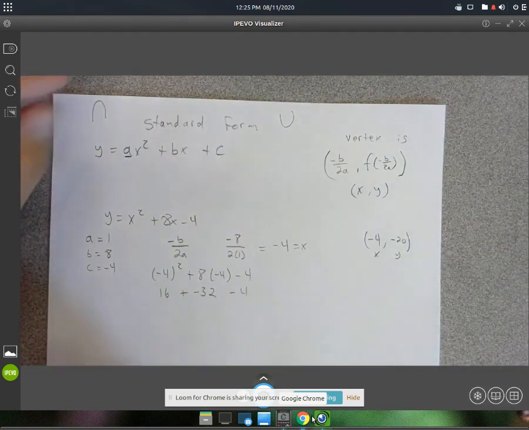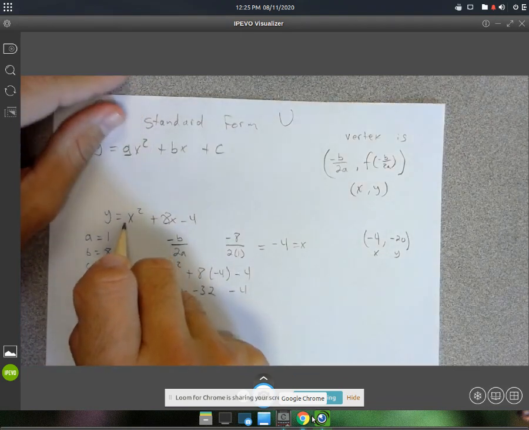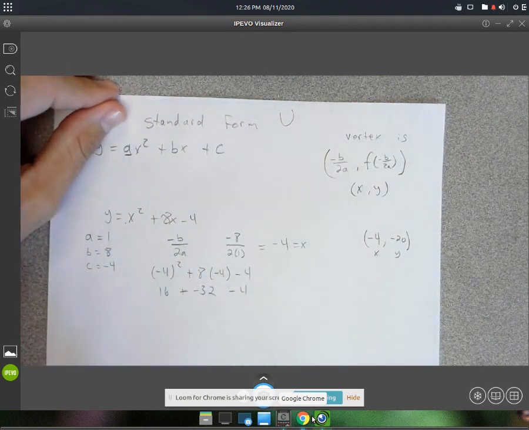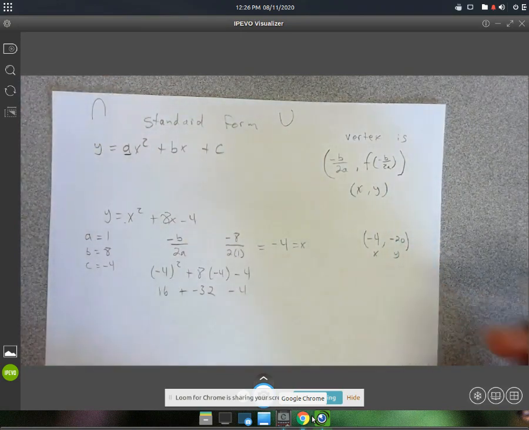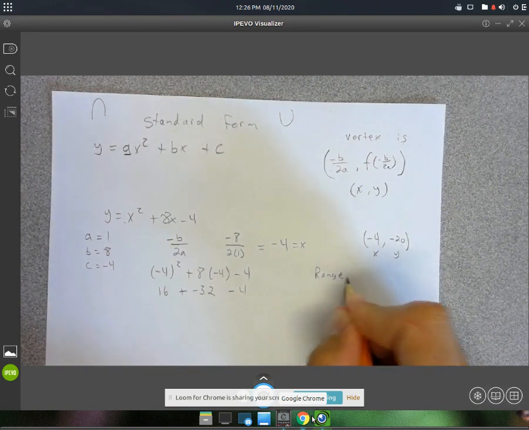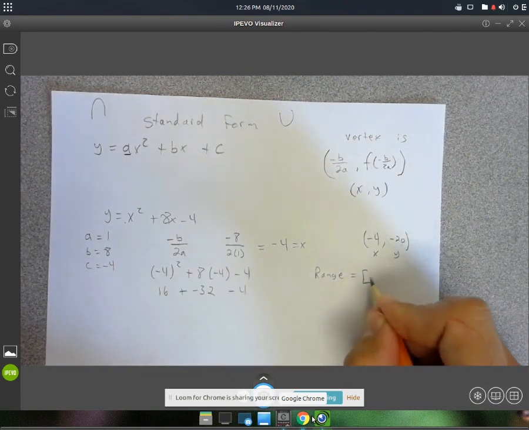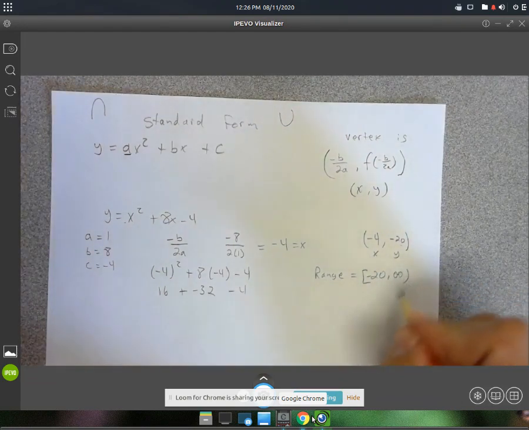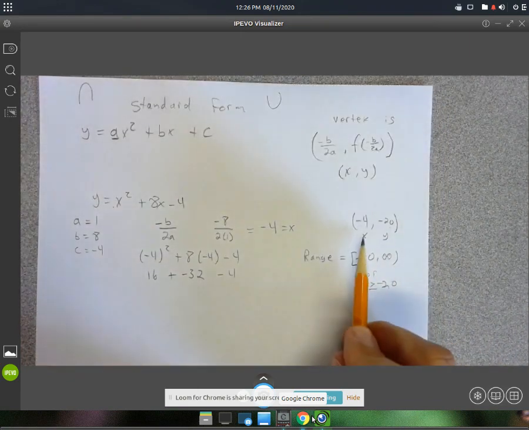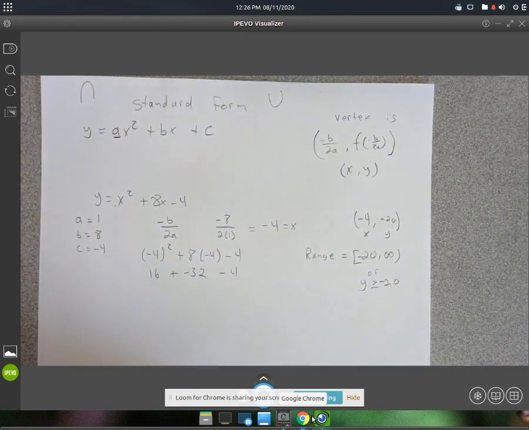Okay? So we know that this opens upwards because of the positive coefficient there. So since it opens upwards, we know that this is a minimum of the graph. So right away, we could say the range is from negative 20 to infinity. Okay? Or we could say the range is greater than or equal to negative 20. We also know the axis of symmetry based on that. That was just supposed to be an example for you so you know how to find the vertex. So I'm going to assume you already know how to find the vertex in the next video.